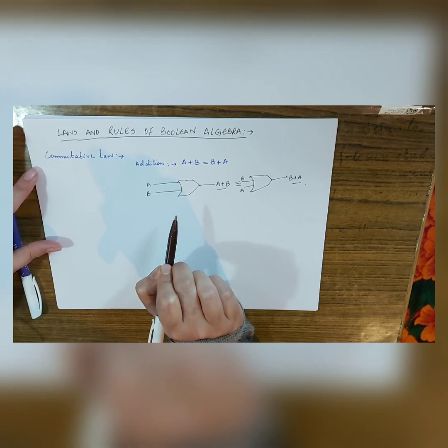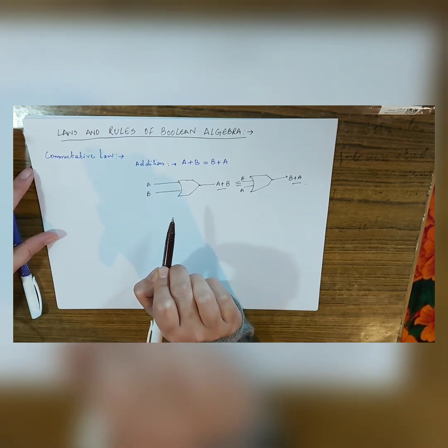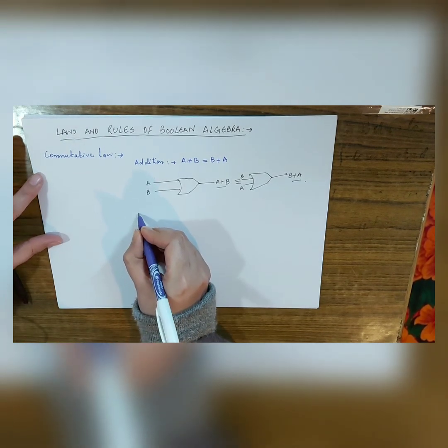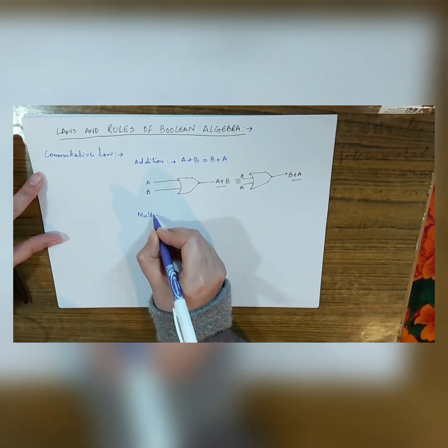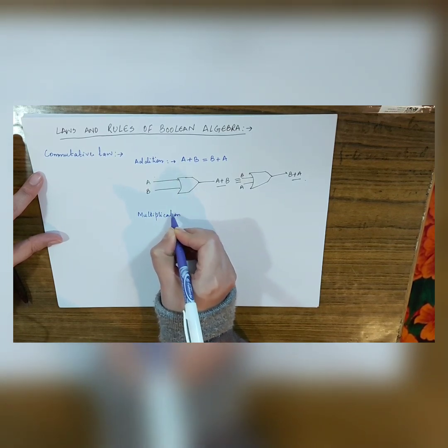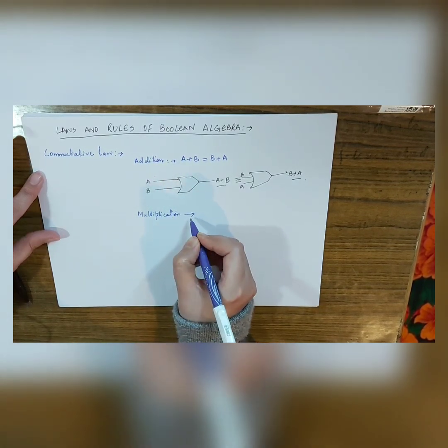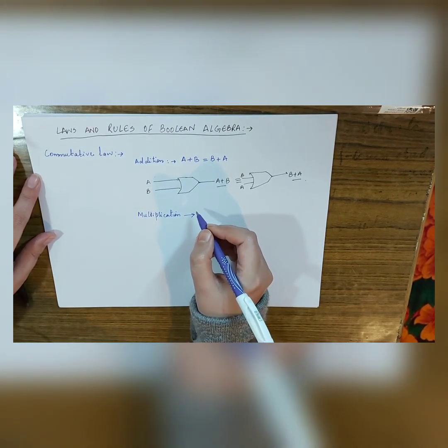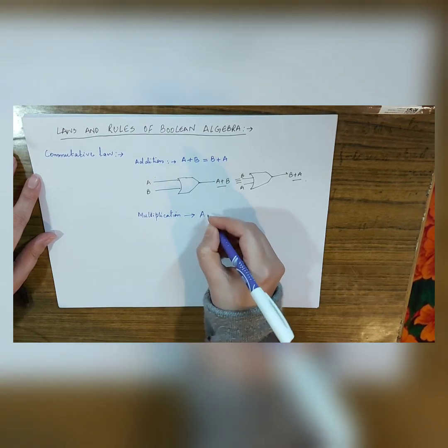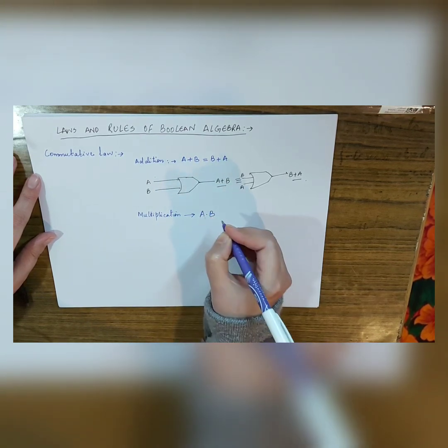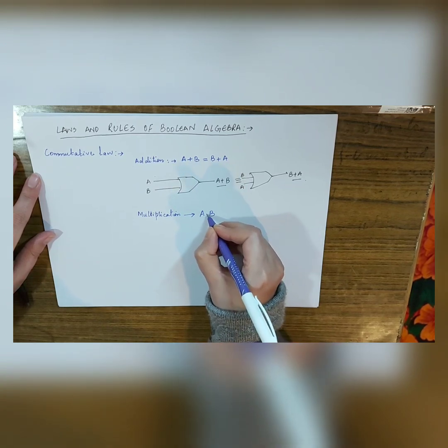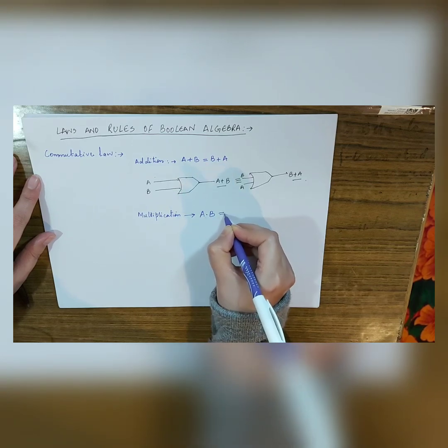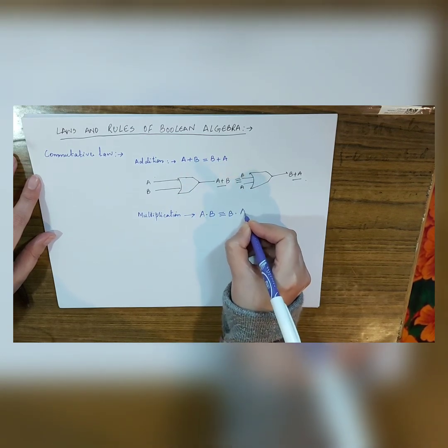So the second rule or law in the commutative law is the rule of multiplication. This law states that the order in which the variables are ANDed makes no difference. That means we use an AND gate for this. That means A and B, where AND is represented in Boolean algebra by this dot, will be equivalent to B and A.